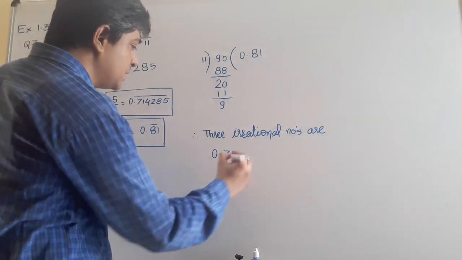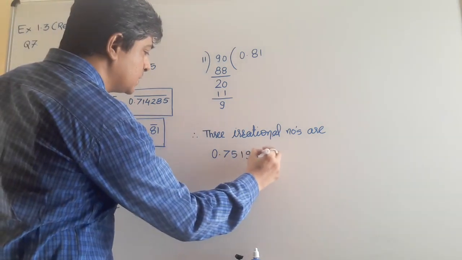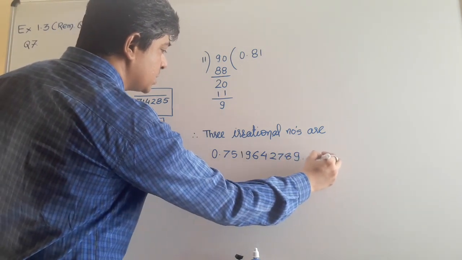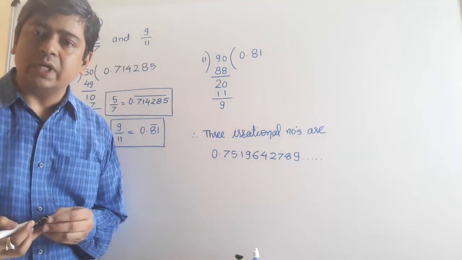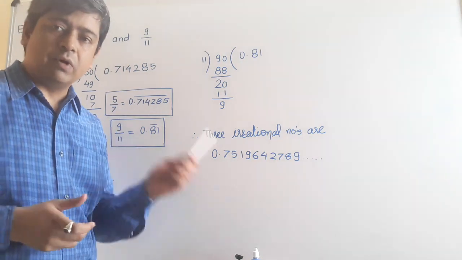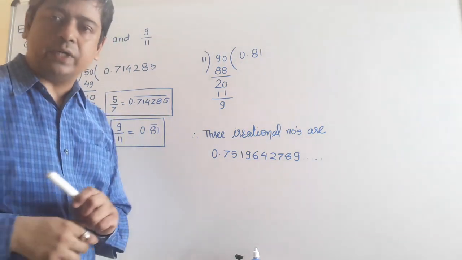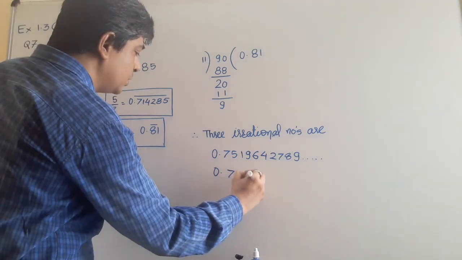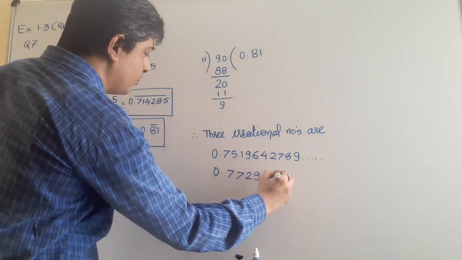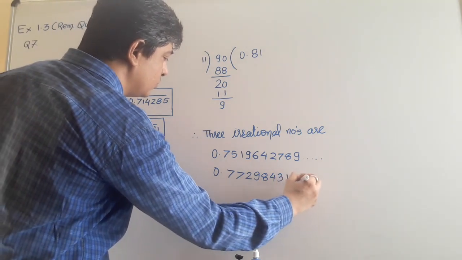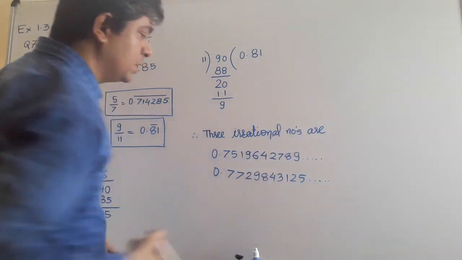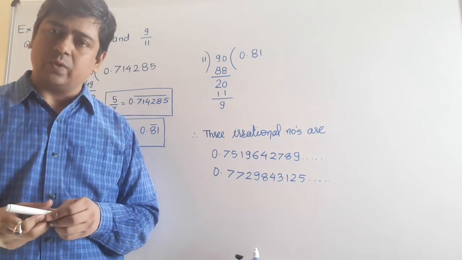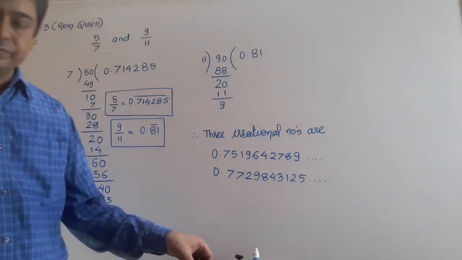So suppose 0.7519642789 dash dash dash. This is a non-terminating, non-repeating decimal. One more I will write down and one remains, you write down on your own. Suppose I take 0.77298433125 dash dash. This is also a non-terminating, non-repeating decimal. Okay, let us see the next question.